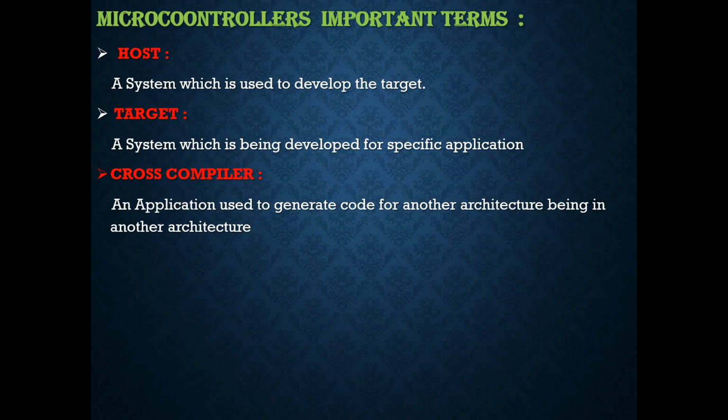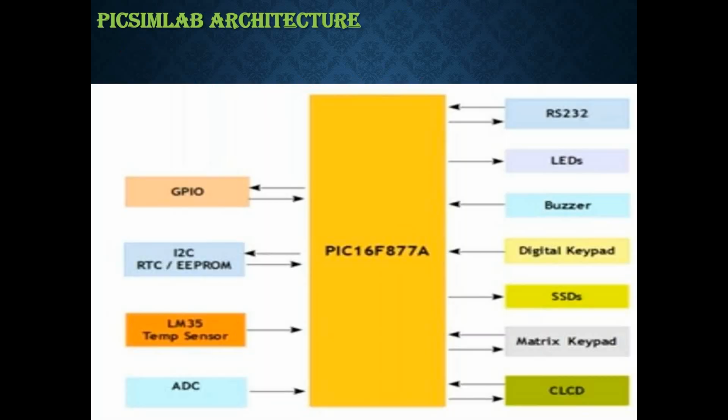For microcontrollers, some important terms are needed. First one is host, a system which is used to develop the target. Now, what is target? The system which is being developed for a specific application is called a target. Cross compiler, an application used to generate code for another architecture. This is called a cross compiler.